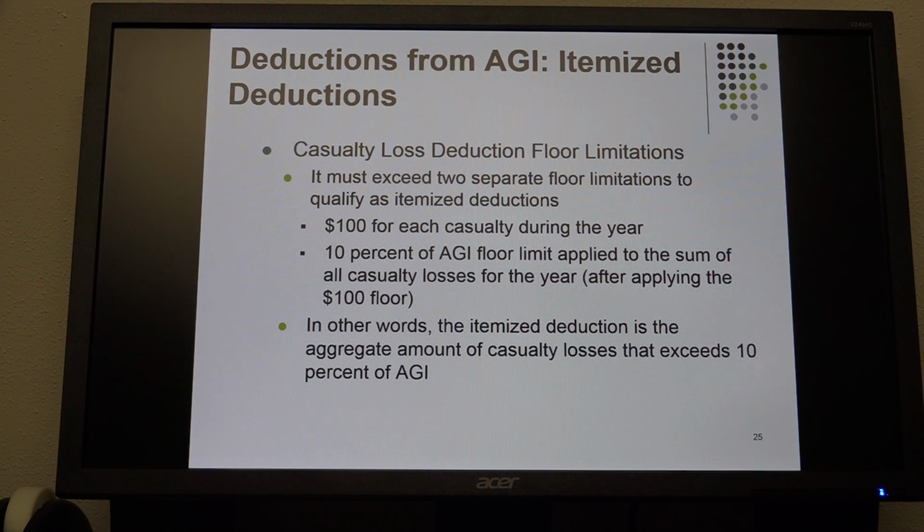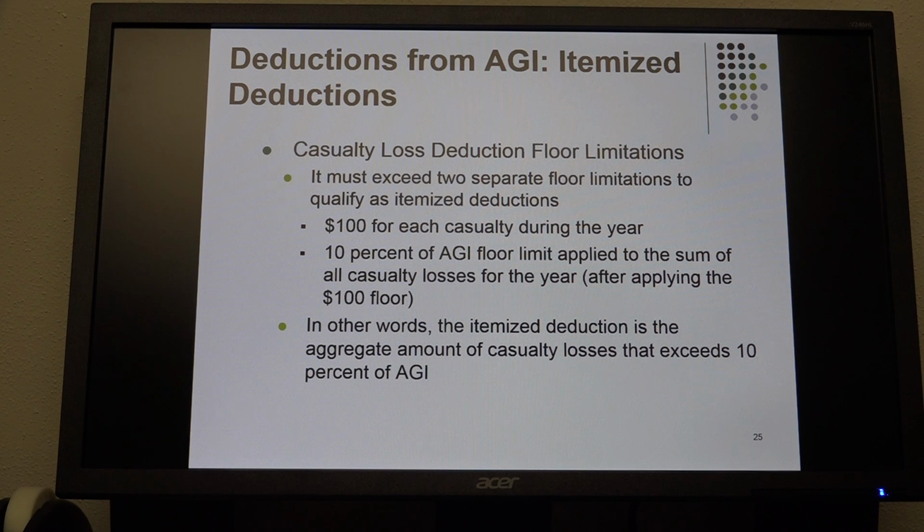Now, just like we've seen with some of these other deductions, you have a floor limitation, and here you have actually two. And so it's got to exceed these two separate floor limitations to qualify as an itemized deduction. And again, all your itemized deductions have to be greater than standard in order to even use itemized deductions. So the first limitation is $100 for each casualty during the year.